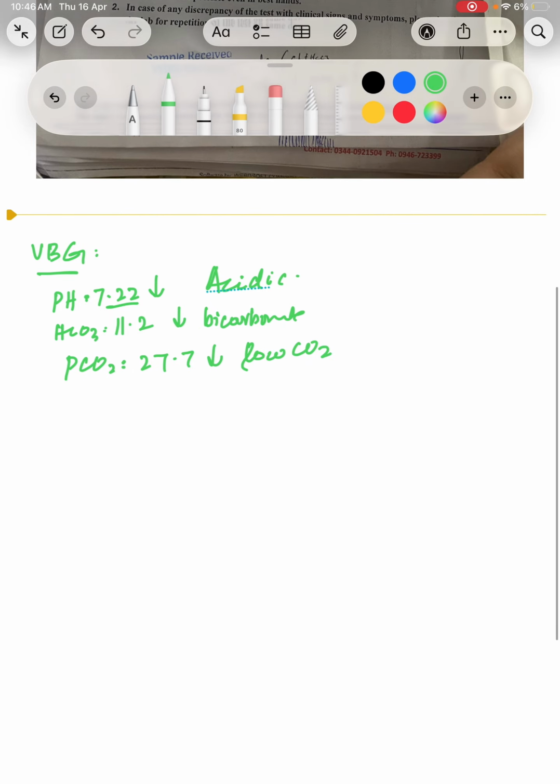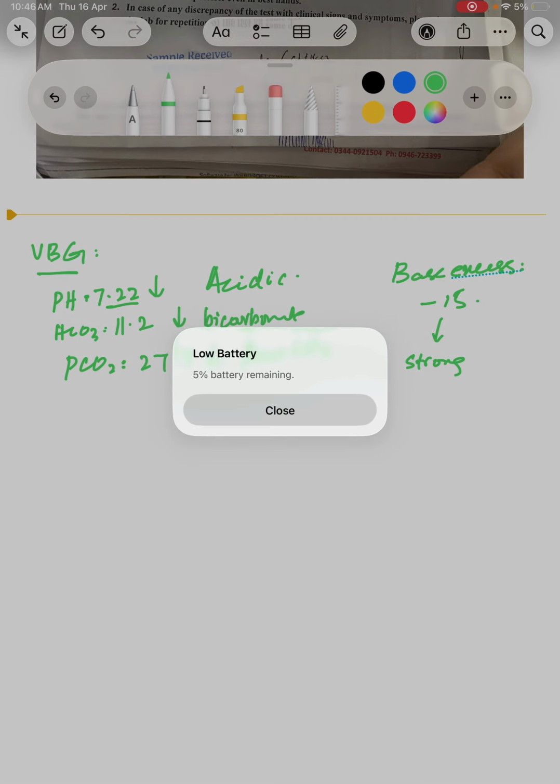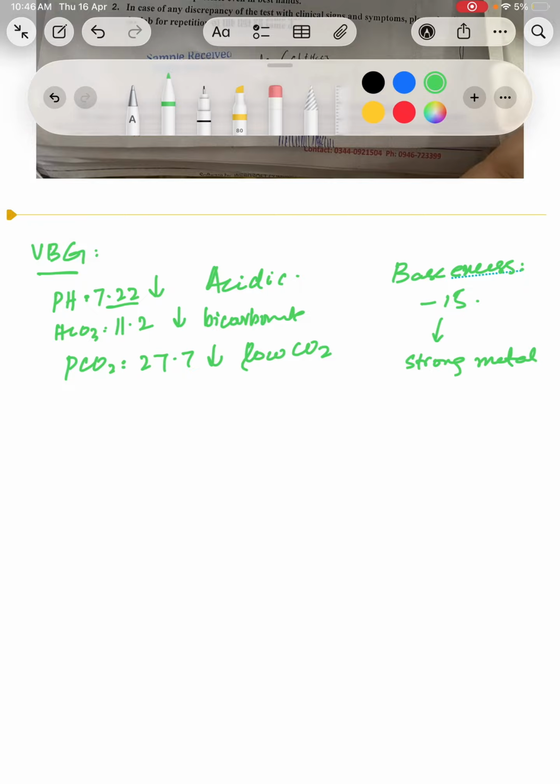Okay, so here the base excess from these values we are having is minus 15, so the minus 15 shows strong metabolic acidosis. Okay, so this immediately tells us that the primary problem here is metabolic acidosis.